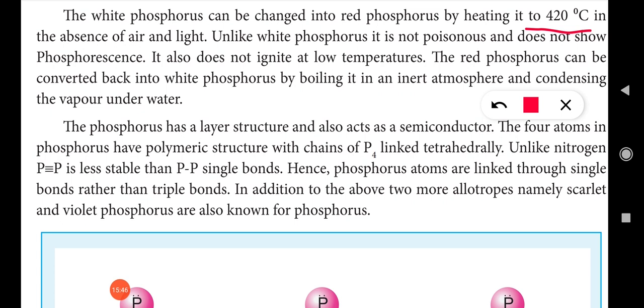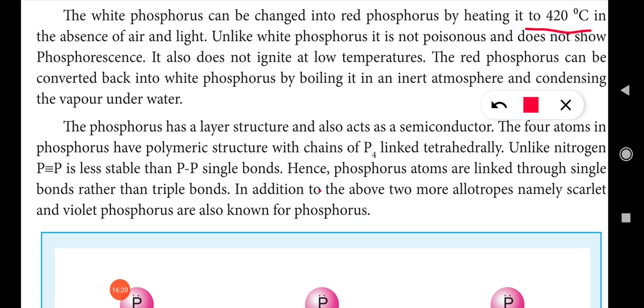Unlike white phosphorus, red phosphorus is not poisonous. White phosphorus is poisonous, but red phosphorus is not, and it does not show phosphorescence because its ignition temperature is a bit higher than white phosphorus. Since it is higher than room temperature, it does not exhibit phosphorescence. It also does not ignite at room temperature or low temperature. So it does not catch fire at low temperature.